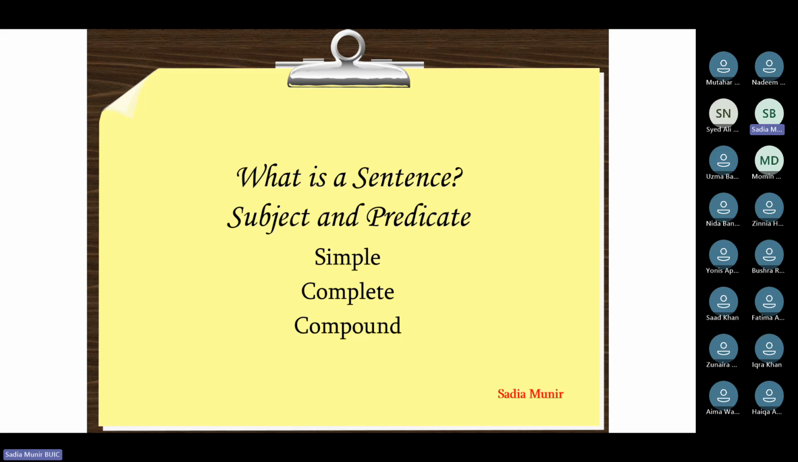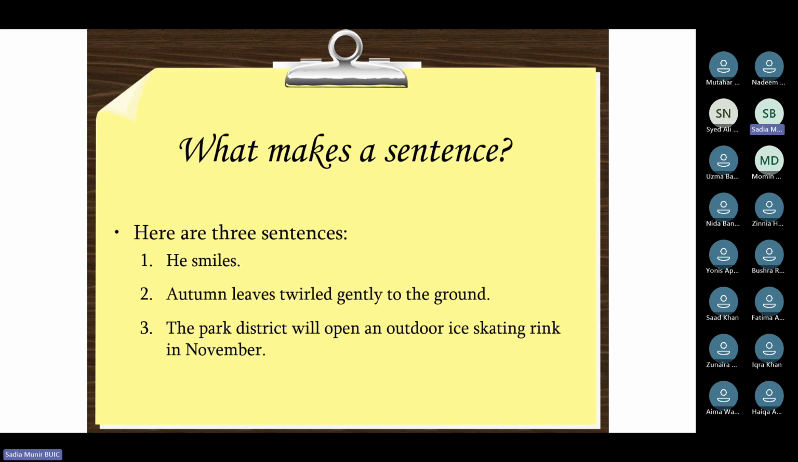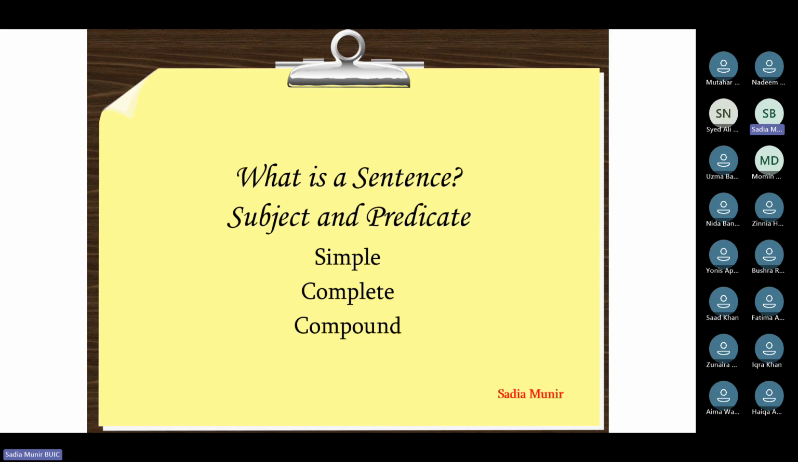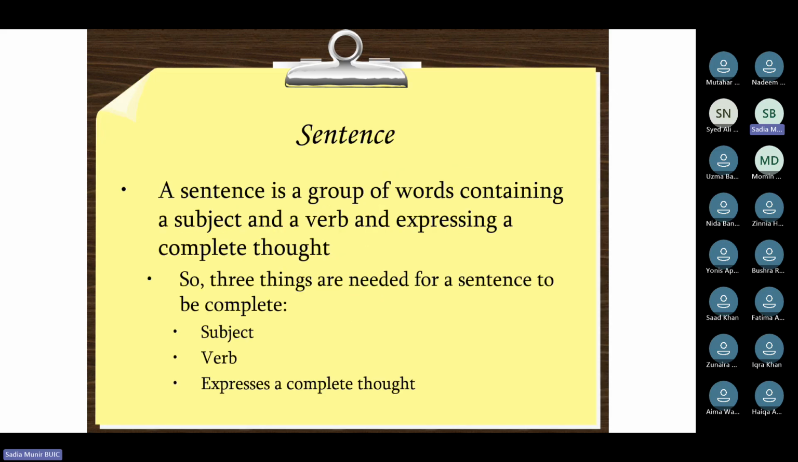Okay, since there's no thumbs up, I would understand that you don't know what it is. Okay, there's one. There was one student who knows. We're going to talk about subject, predicate, and their types as well. Subject has many types, so does predicate. But before we get into that detailing, let's talk about what is a sentence.